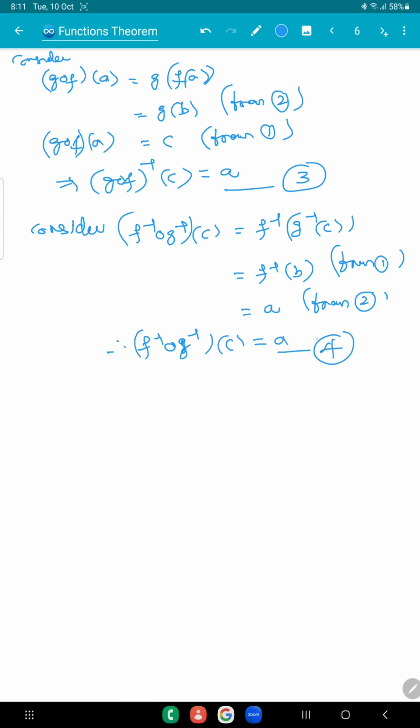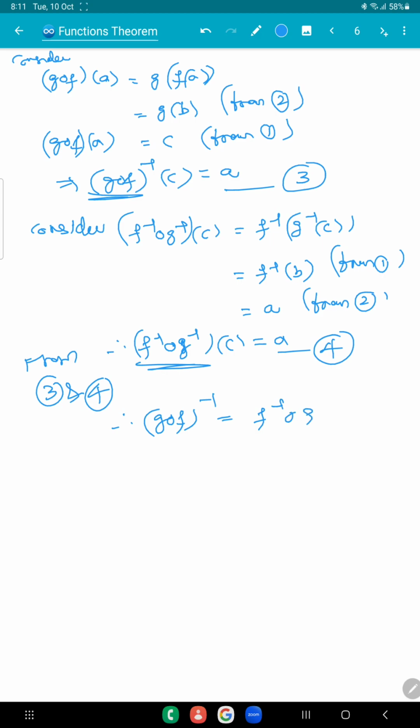Let it be 4. From 3 and 4, these two functions have the same domain. The images are equal, right? Therefore, (G∘F) whole inverse is equal to F inverse ∘ G inverse. Done. Let us go for the third theorem.